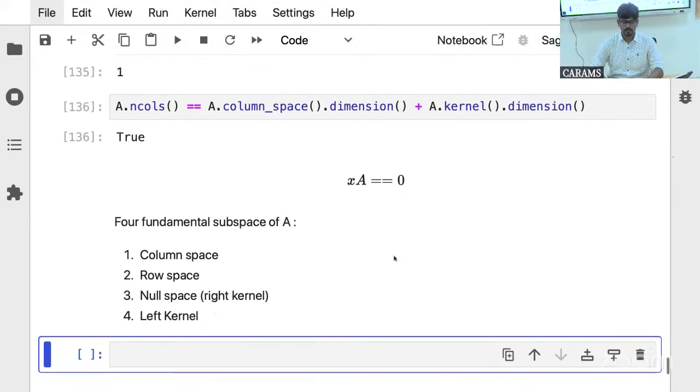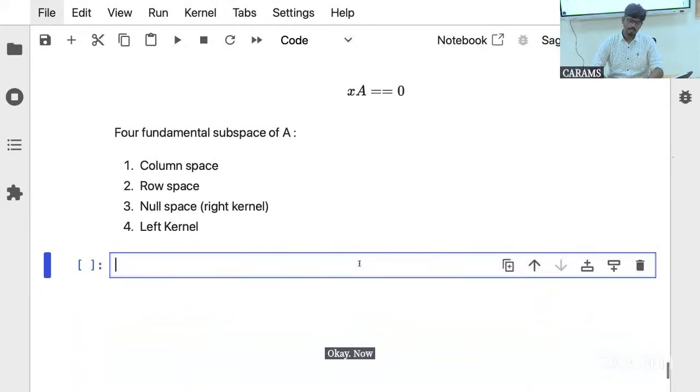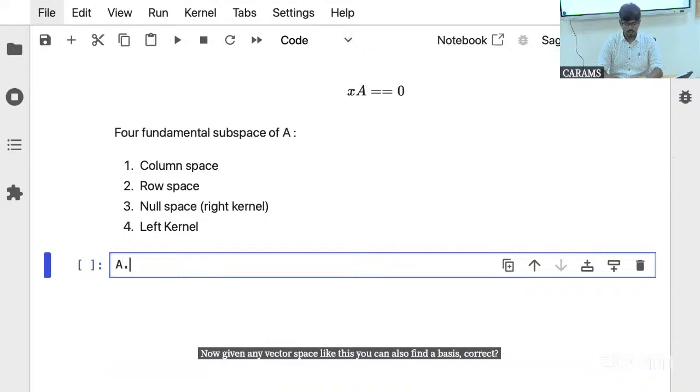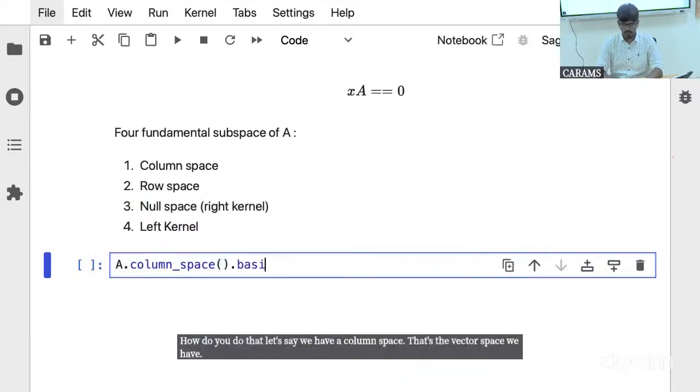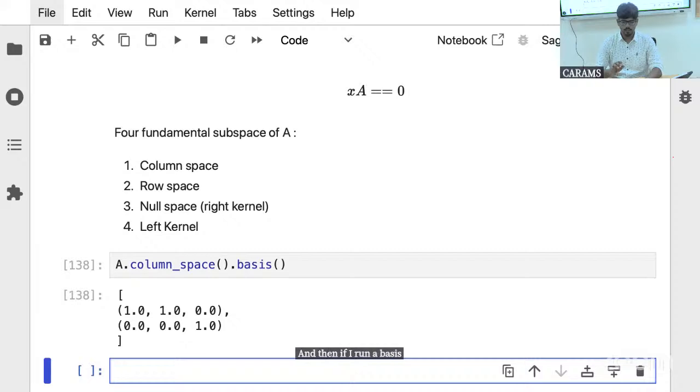Right. Now, given any vector space like this, you can also find a basis, correct? How do you do that? Let's say we have a column space, that's the vector space we have. If I run basis on top of it, that gives me the basis back.